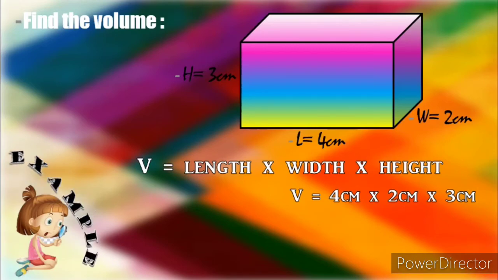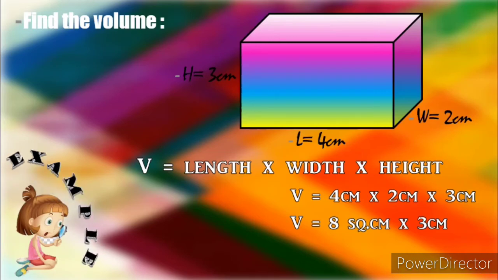Second step, let's multiply first the first two numbers. 4 times 2 equals 8 square centimeter times 3 centimeter. Why is it square centimeter? Because we multiplied 2 same units. Therefore, 8 square centimeter. And let's continue. Let's multiply it by 3 centimeter. Therefore, volume equals 8 square centimeter times 3 centimeter.